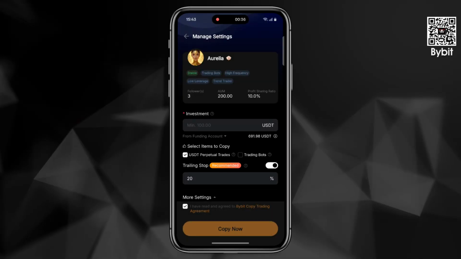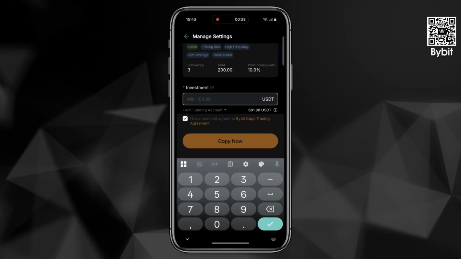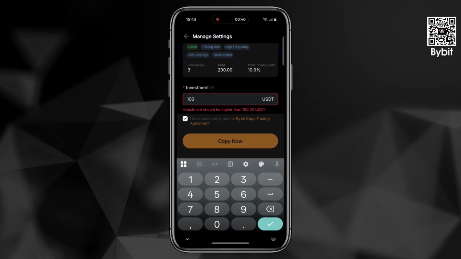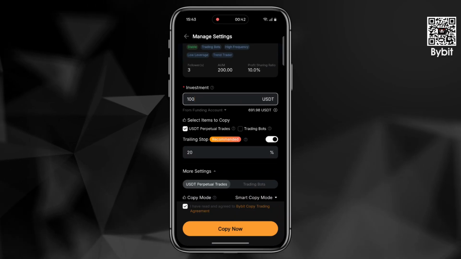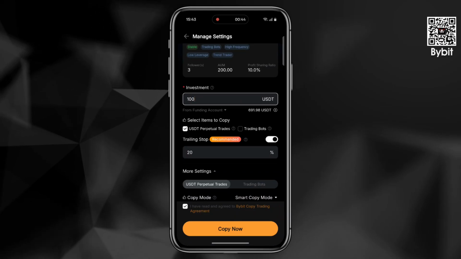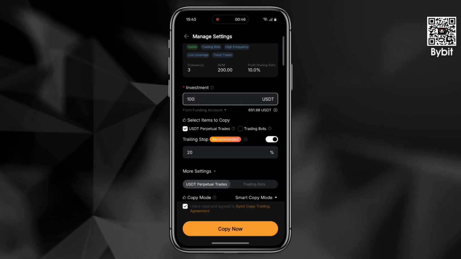Choose the copying mode, fixed amount, for example $50 per trade. This is optimal for beginners since you always know the maximum risk per position. Multiplier. Trades are scaled based on the trader's volumes. This mode can yield more profit, but risks are higher, especially with large orders.